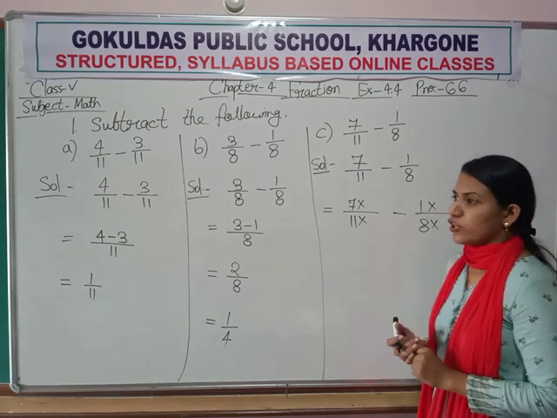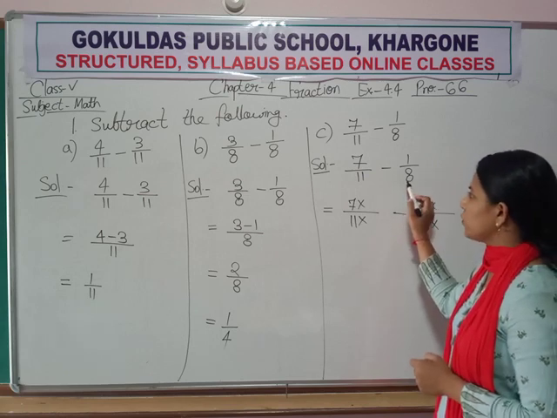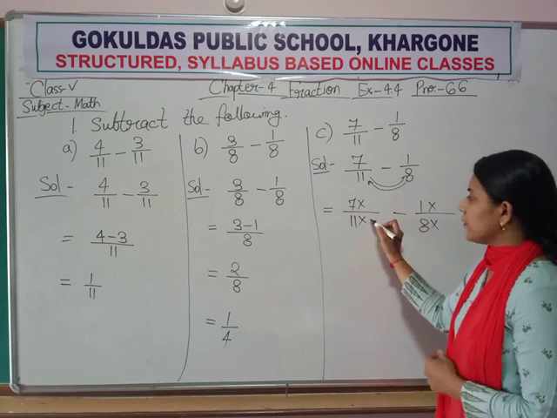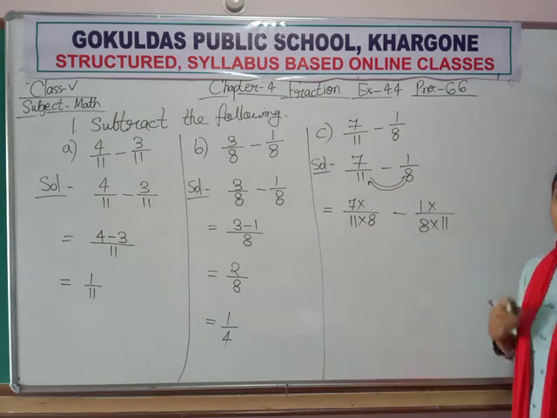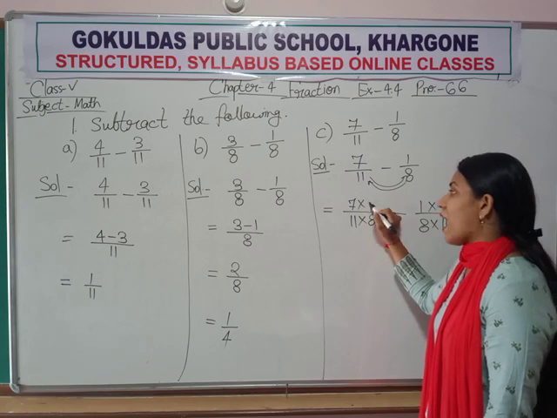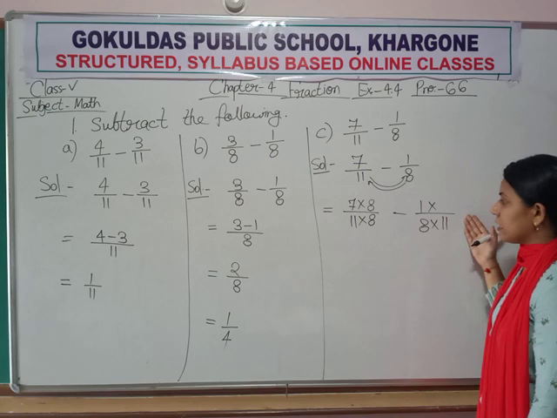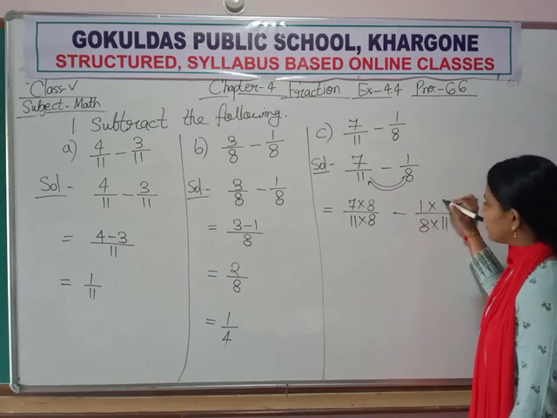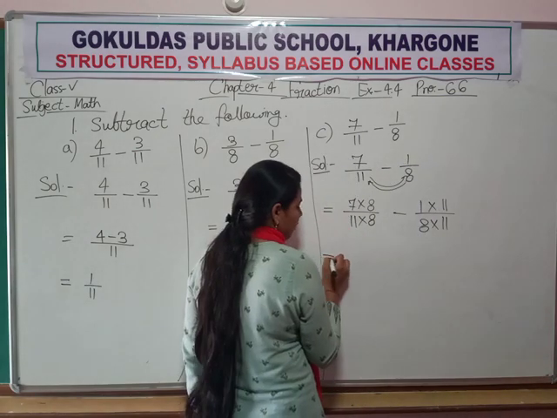So to make denominators equal, what number should I multiply here and here? So what I am doing, I am multiplying this 11 with 8 and 8 with this 11. Now see, my denominators are equal, okay? Now if I am multiplying 8 in denominator, so I need to multiply 8 in numerator also. And in this fraction, if I am multiplying 11 in denominator, then I need to multiply 11 in numerator also.